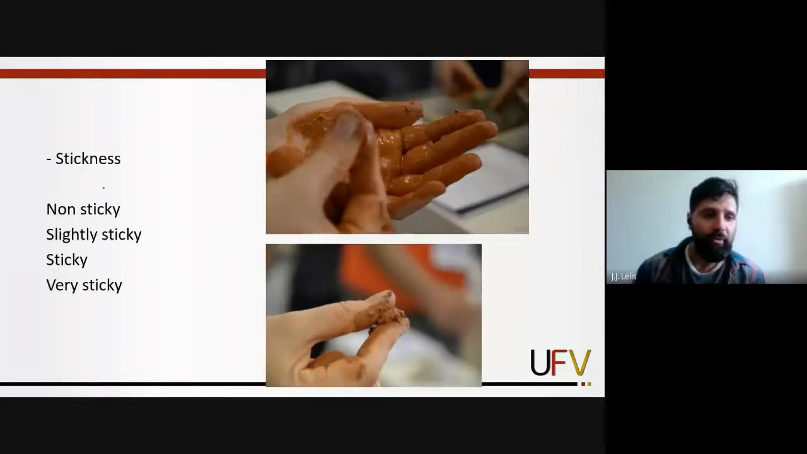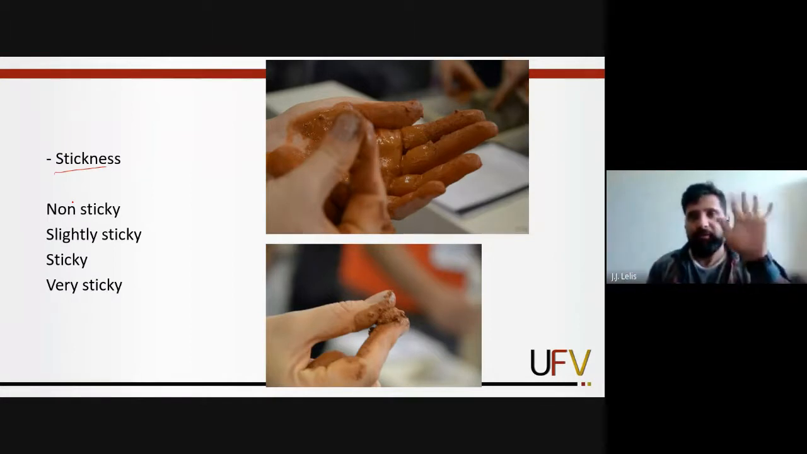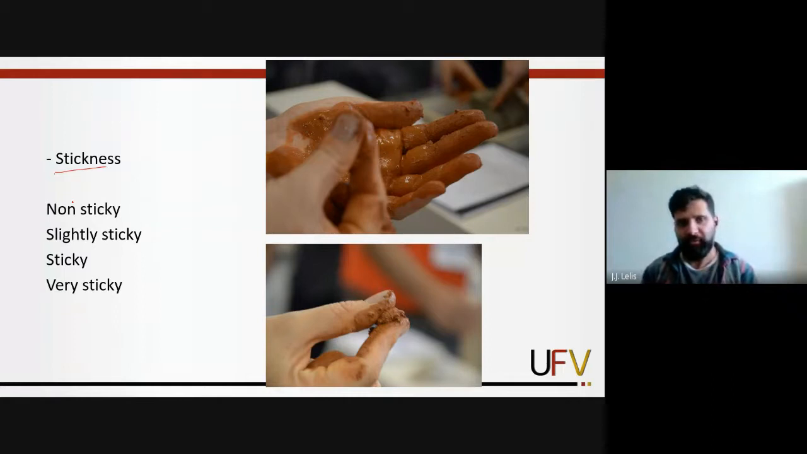And we also measure the stickiness of the material. The stickiness is how the soil, how the particles, adhere and interact with another object, with another material. So how soil interacts with another material. And in this case, we use our hand. So my hand is very sticky with this material or not sticky with this material.